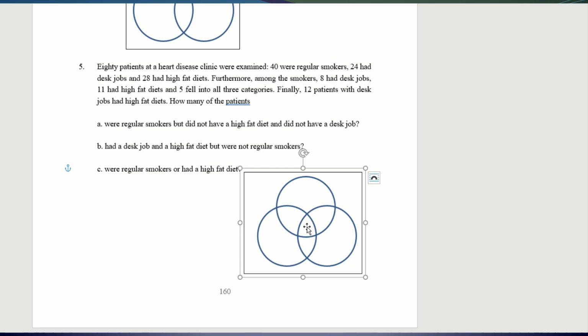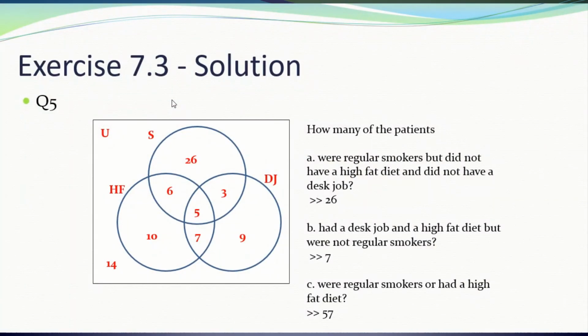Okay. Finally, 12 patients with desk jobs had high-fat diet. That means they were desk jobs and high-fat diet. So we're going to use what I've just read to you. So basically, how many patients? So now right in the middle is 5, right?